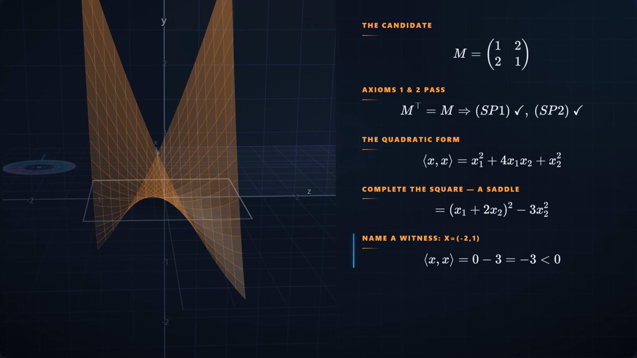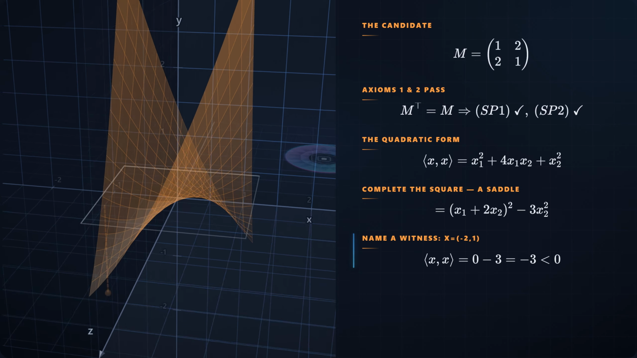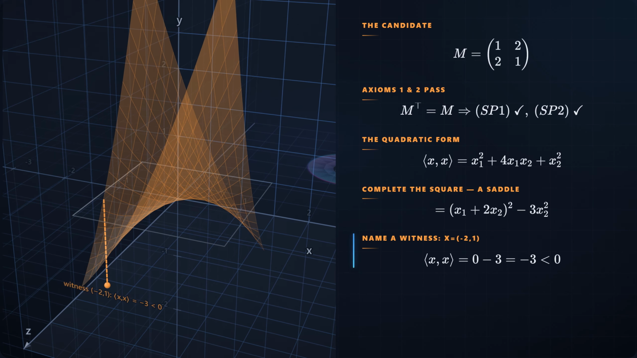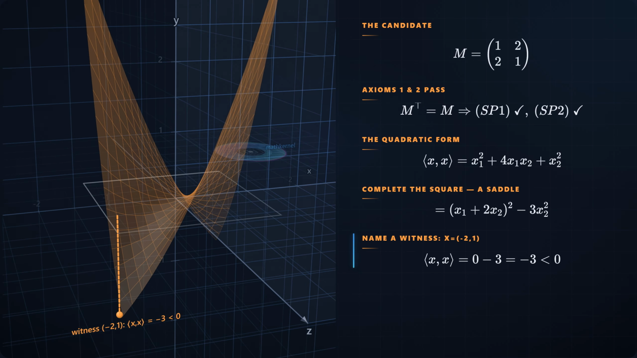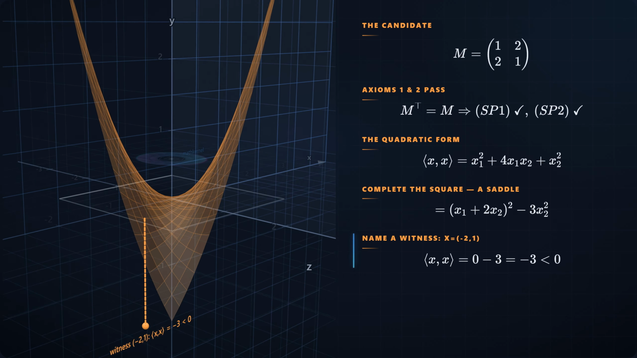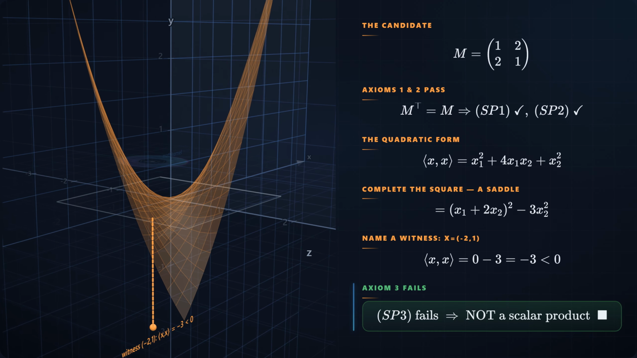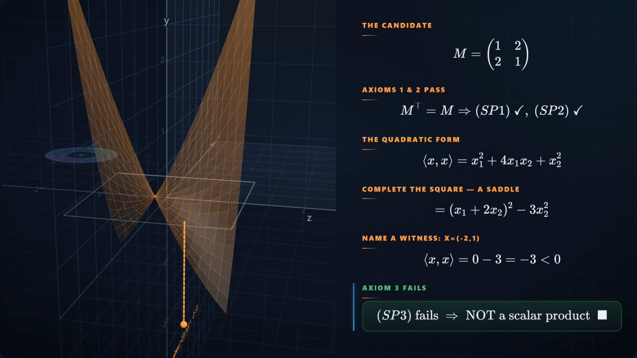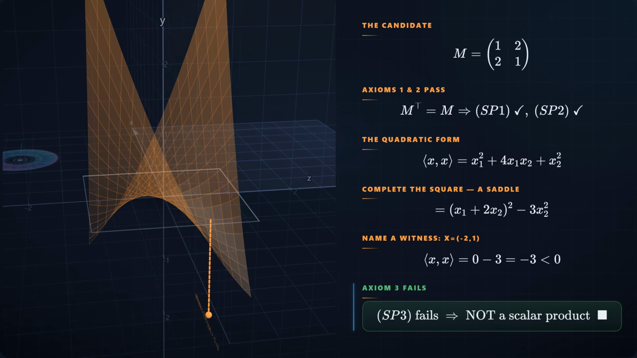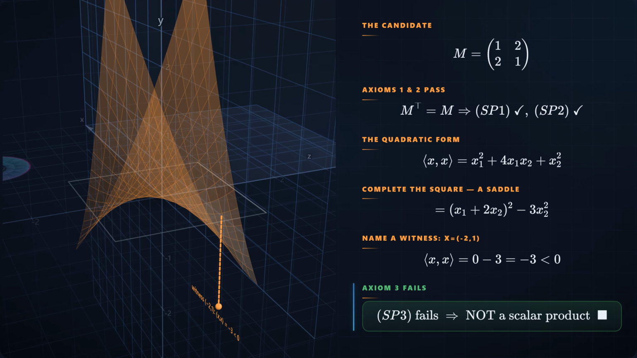Now the mark-earning move. Don't just claim it fails, hand over a witness. Kill the first bracket with x1 plus 2x2 equals 0. Take x equals (minus 2, 1). The form is 0 minus 3, negative 3, below 0. A negative length squared is impossible for a real scalar product. Positive definiteness fails, so it is not a scalar product, proven with the concrete vector (minus 2, 1). Always name the witness.